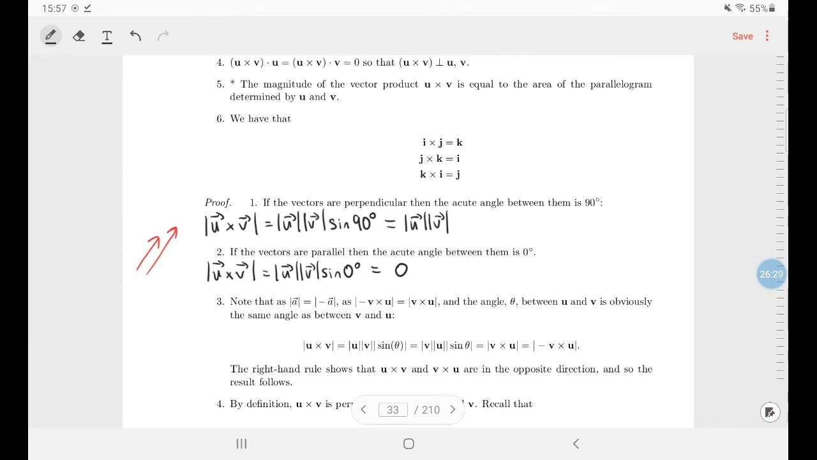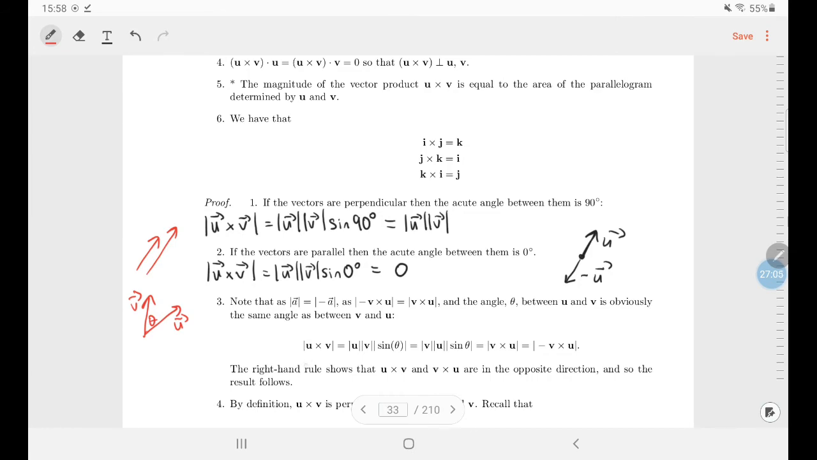As the length of A is the same as the length of minus A, that means that the length of v minus u is the same as the length of u minus v. So that's just saying that if you have a vector, say u, minus u is in the opposite direction, but it has the same length. And if you have two vectors, say u and v, the angle between u and v is the same as the angle between v and u.